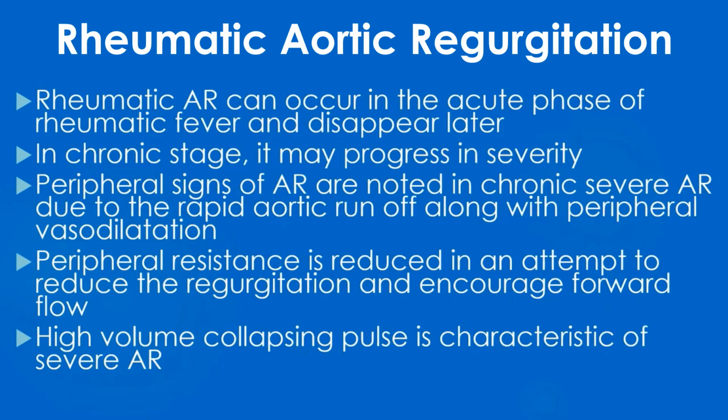Rheumatic aortic regurgitation can occur in the acute phase of rheumatic fever and disappear later. In the chronic stage, it may progress in severity. Peripheral signs of aortic regurgitation are noted in chronic severe aortic regurgitation due to the rapid aortic runoff along with peripheral vasodilatation. Peripheral resistance is reduced in an attempt to reduce regurgitation and encourage forward flow. High volume collapsing pulse is a characteristic of severe aortic regurgitation.